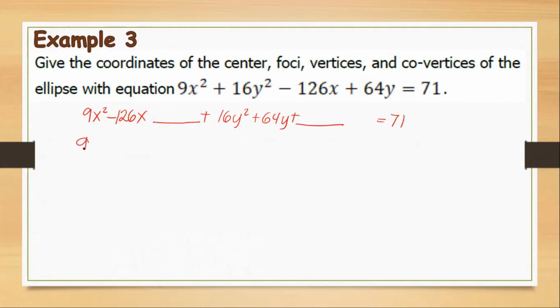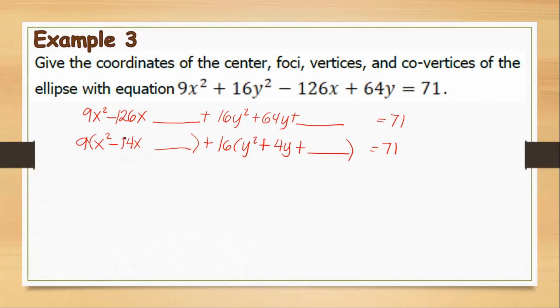So we have 9 times x squared minus, what number will you multiply to 9 that will get 126? That's simply 126 divided by 9, so we have 14x, and we have a blank here. Plus, let's factor out 16: we have 16 times y squared plus 4y plus blank equals 71. What we are doing now is completing the squares.